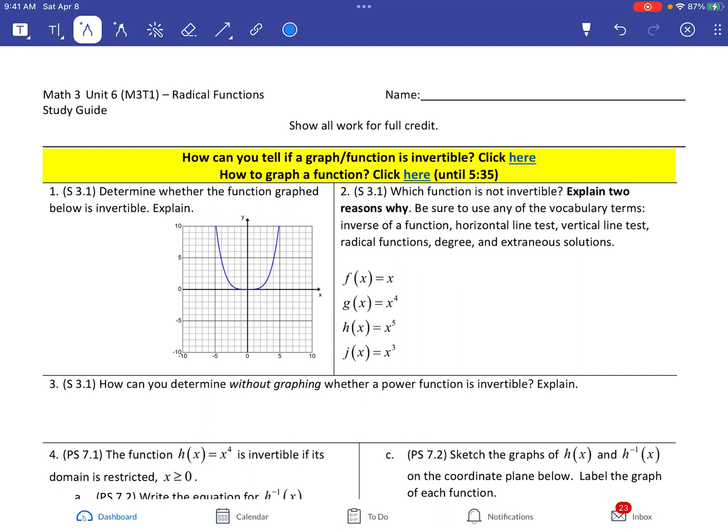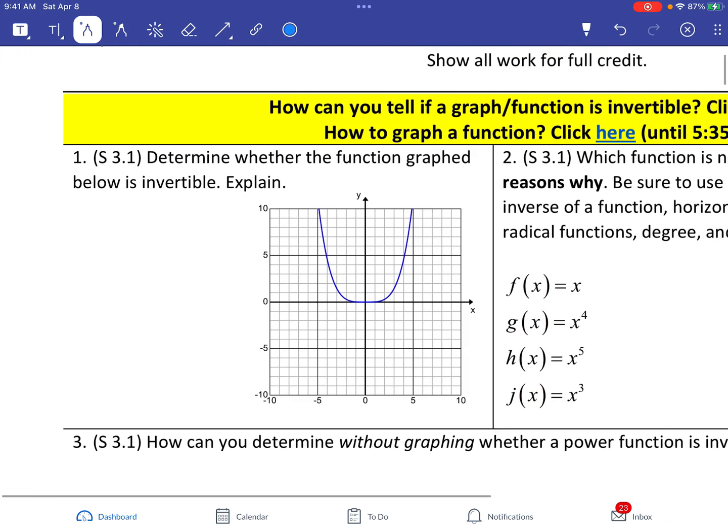This is the Unit 6 Study Guide key. All right, number 1, determine whether the function graph below is invertible. To do this, we would test this graph using the horizontal line test. And since the horizontal line crosses the graph in 2 spots, this is not invertible.